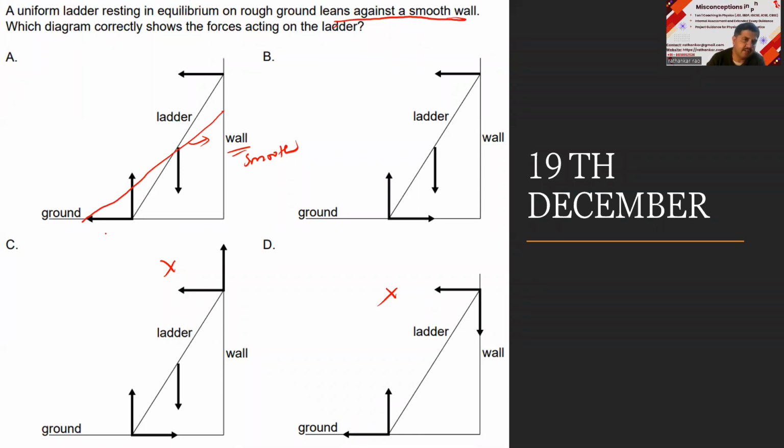Now, how does the friction act? When this part of the rod is moving like this, then definitely friction should try to oppose it. It should act like this. Which one is the right one? B is the right one. Okay, next.